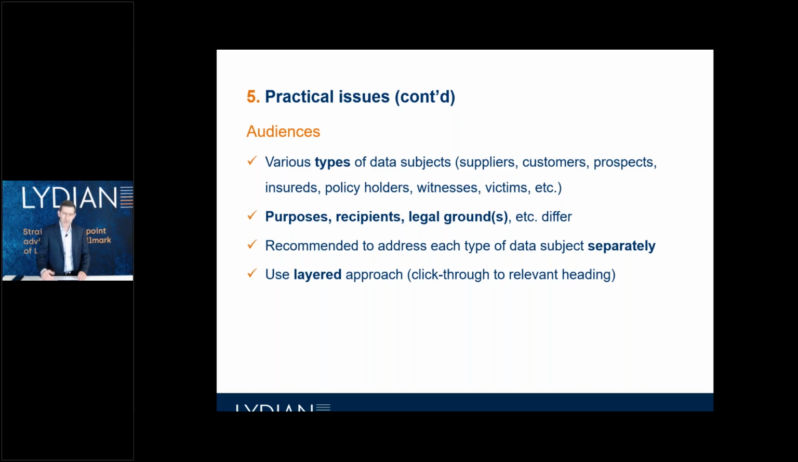Ideally, in your fair processing notice, you make use of a layered approach, which allows, certainly on the web, data subjects to click through directly to the relevant heading. If the data subject, for example, is a policyholder, he can click through directly to the information for policyholders, and there he can find for what purposes data of policyholders is being processed, to whom this information is being disclosed, what are the legal grounds, and so on.